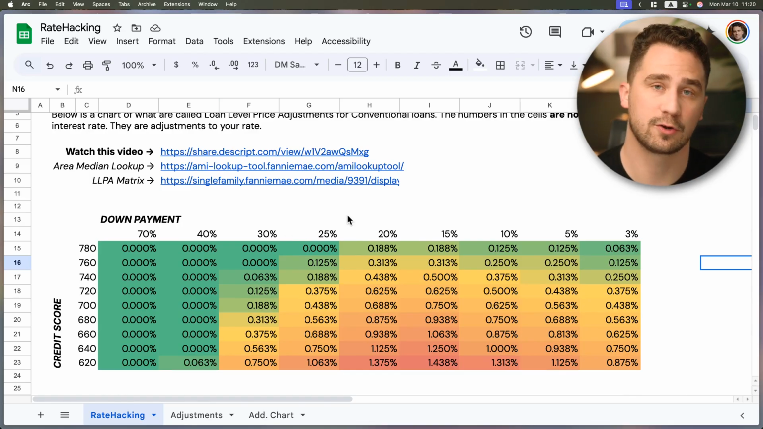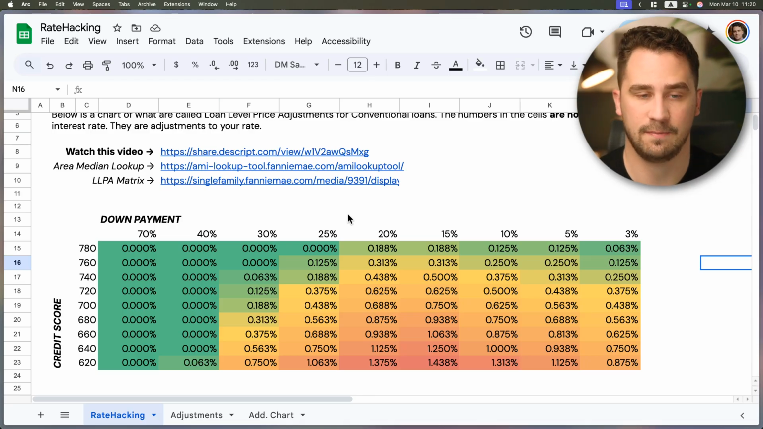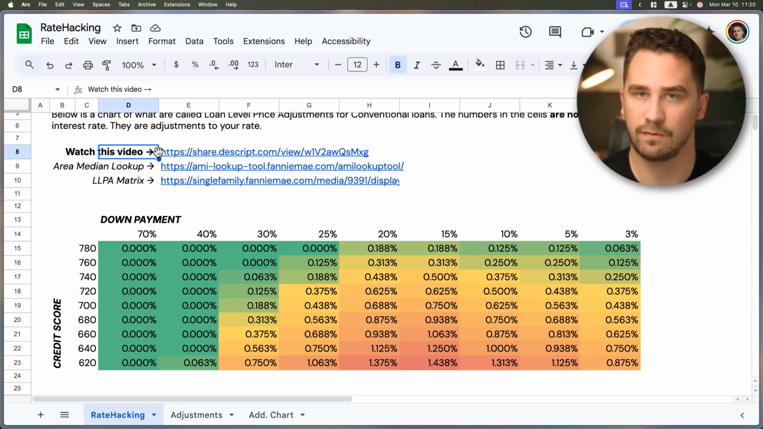So I'm going to show you how your credit score impacts your mortgage rate, along with what your down payment is and how that impacts your mortgage rate. So I have a tutorial video here.